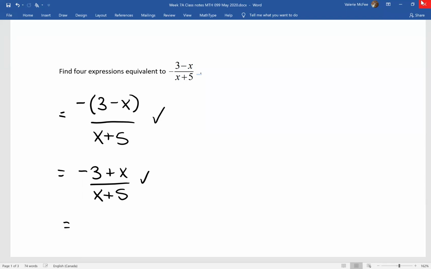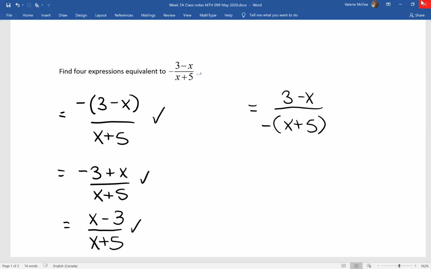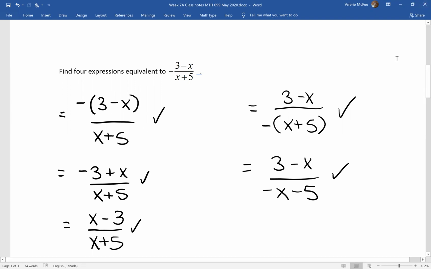We can also take and rewrite the numerator. So we have x minus 3 over x plus 5. Alternatively, we could put the negative sign in the denominator, giving us another equivalent expression. If we open the brackets, so there we have 5 expressions, all equivalent to our original expression.